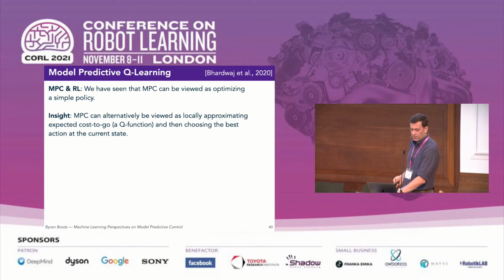Okay, so we can actually attack this problem with a different approach. And to do so, I want to look at this connection between MPC and reinforcement learning. We've already seen that MPC can be viewed as optimizing a policy. For example, at the current state, a robot can use an approximate dynamics model and a cost function to optimize the parameters of a really simple policy, like a Gaussian distribution. But MPC can also be viewed as locally approximating the expected cost to go at a given state for many actions. In other words, the Q function.